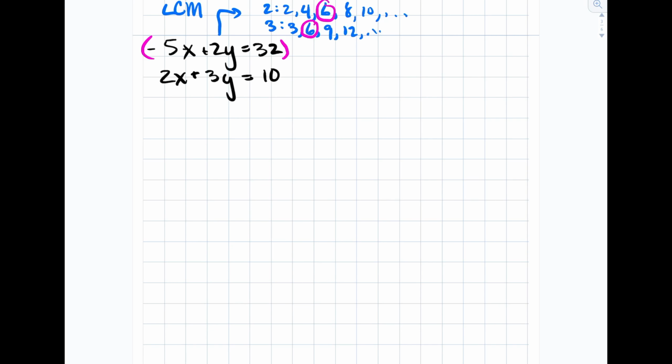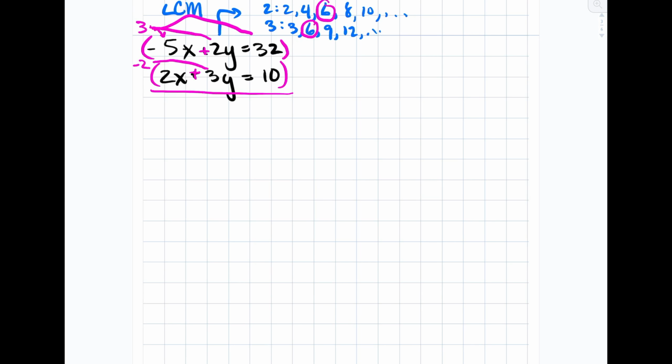So I'm going to multiply this equation by, we need to multiply this by a 3 to make that a 6. And this one we need to multiply by 2 to make that a 6. But the other thing we need to take into account is that both of these are positive. Remember, from the last example, one of these needs to be a negative. So let's multiply that bottom one by -2. That's going to make that become a -6.